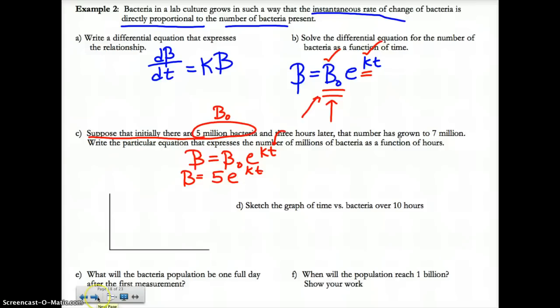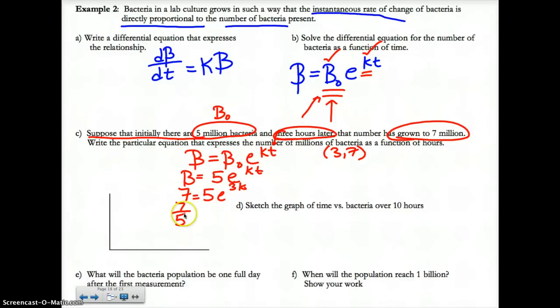So there's that setup. Now, they also gave me that 3 hours later, it grew to 7 million. So what that means is (3, 7) is a solution. So I'm going to say that at time 3, 7 comes out. So the bacteria is 7 million, started at 5, e to the K times 3. I'm going to write that as 3K just to make it look a little nicer. So this is what I've got. All right. And what does it say? Write the particular equation and express the number of millions of bacteria as a function of hours. So what I really need to do now is go figure out what K is.